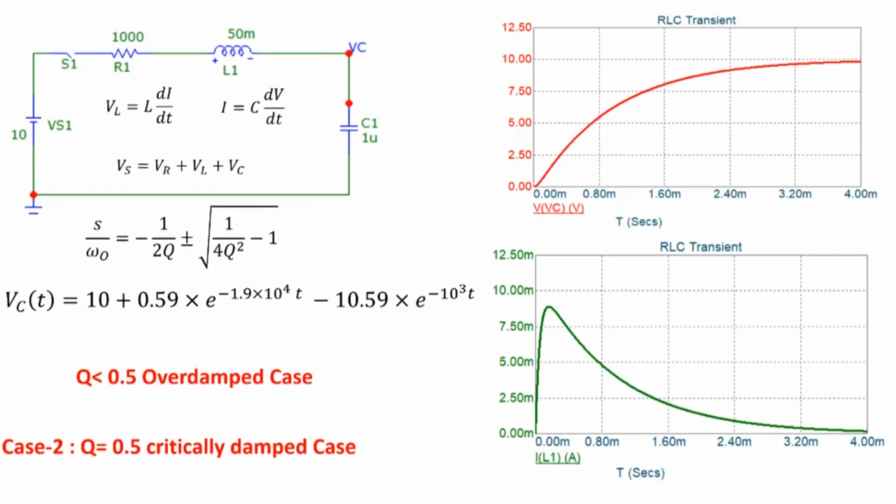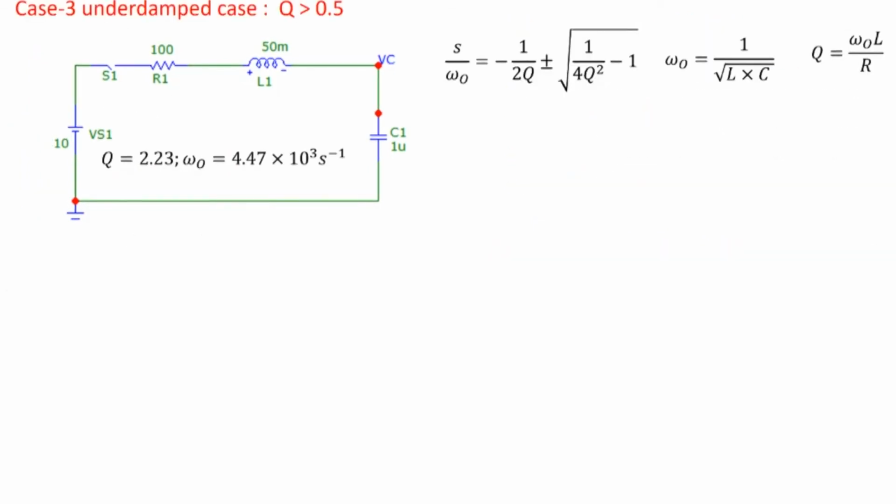Okay, so let's look at that underdamped case here. Note that Q is 2.23. We have made the resistor smaller. And now note, if I look at this equation here, when Q is larger, this term becomes less than 1. And so the square root becomes an imaginary quantity. So we write our roots in this form: s equals minus omega naught by 2Q plus or minus j, we take the imaginary part out, omega naught times the square root of 1 minus 1 over 4Q squared.